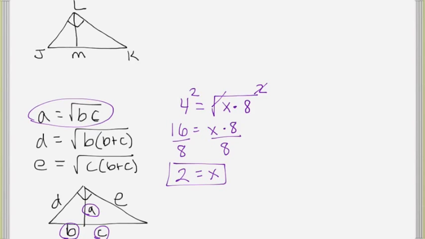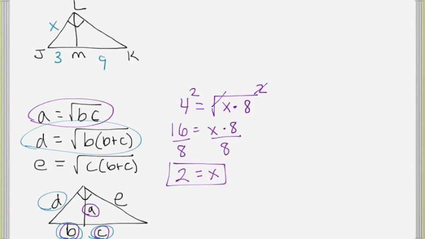For our next one, let's say that JM is 3 and MK is 9, and let's find JL. So then I need to determine which formula I need to use. I'm going to look at the standard picture and say, okay, I know B and C, and I want to know D. So which formula should I use? The second one, because that's the one that has letter D in it. So if I want to find letter D, then I better use a formula that has that letter in there.